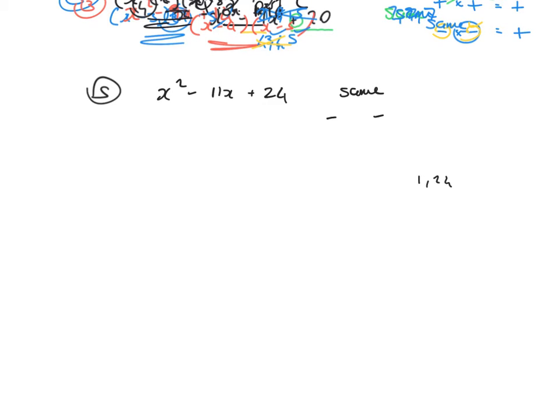1 and 24, 2 and 12, 3 and 8. Which pair can I use to get minus 11? It's fairly obvious that one: minus 3, minus 8. Minus 3 times minus 8 is plus 24. And minus 3 minus 8 is minus 11.